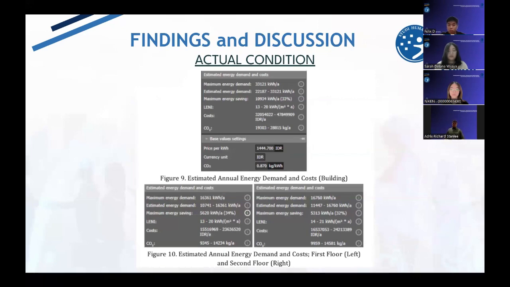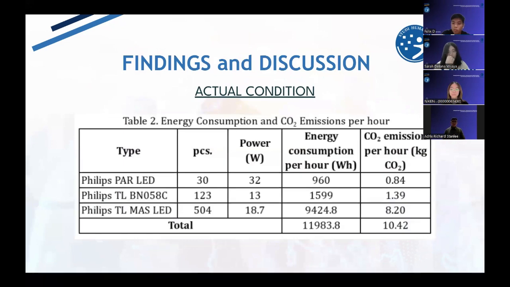And here is the estimated annual energy demand and cost for the building and for each floor. And here is the energy consumption and CO2 emission per hour. The energy consumption per hour is around 12 kilowatt hour, and the CO2 emission per hour is 10.42 kilogram CO2.